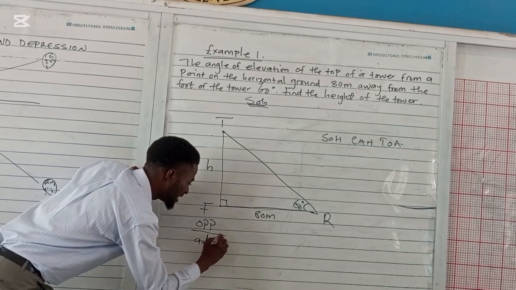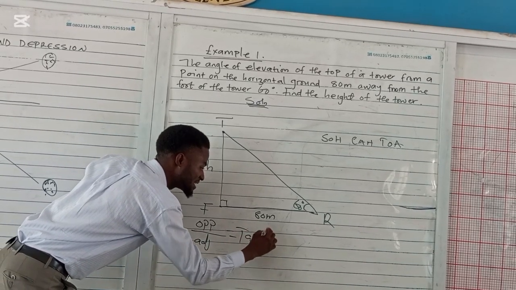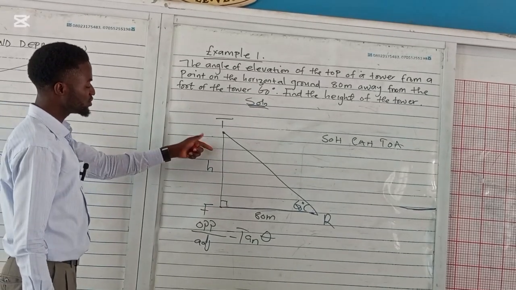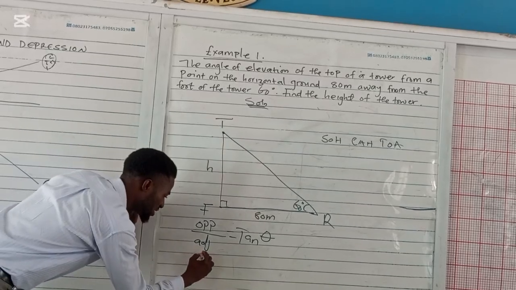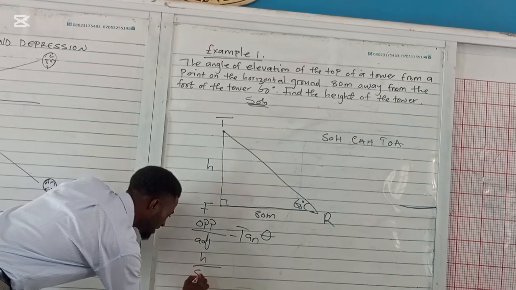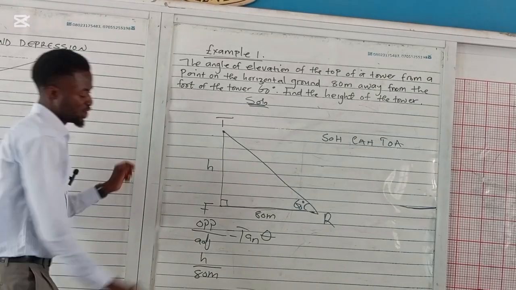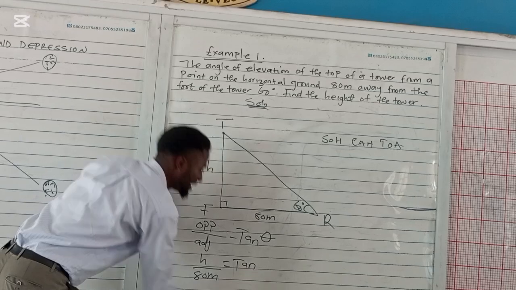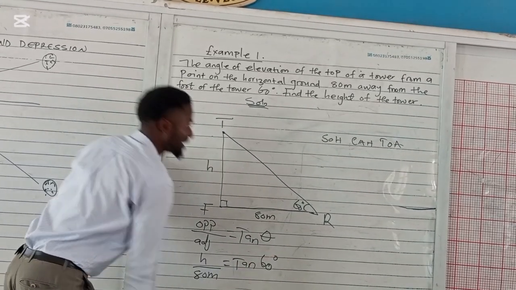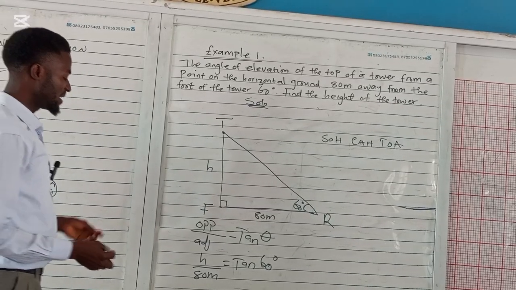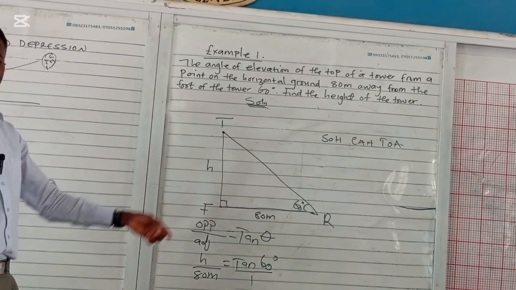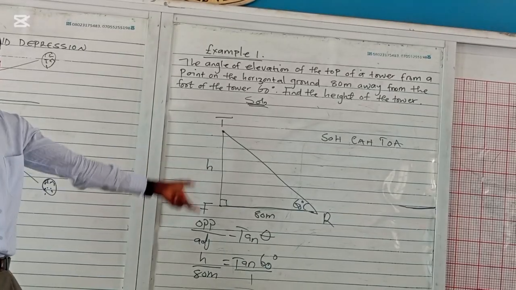So we have tan theta equals opposite over adjacent. We represent it with theta first because we have not substituted yet. Our opposite here is h, all over our adjacent, which is 80 meters. This equals tan of the angle, which is 60 degrees. So h over 80 equals tan 60 degrees over 1, which makes a fraction equal to a fraction.